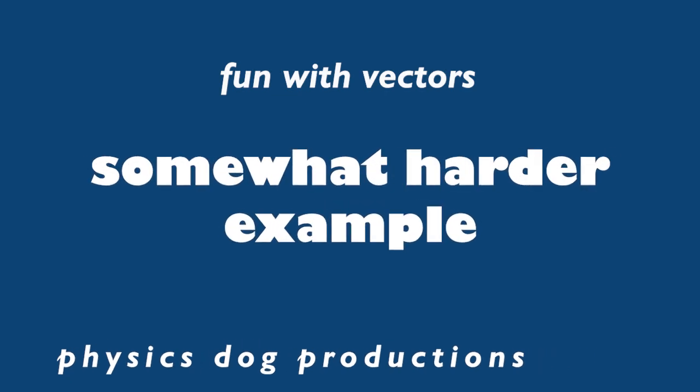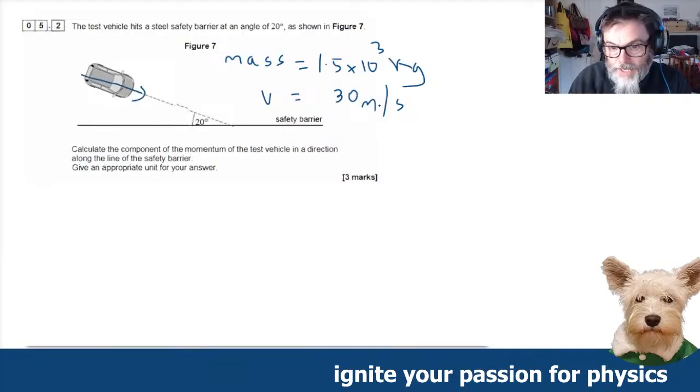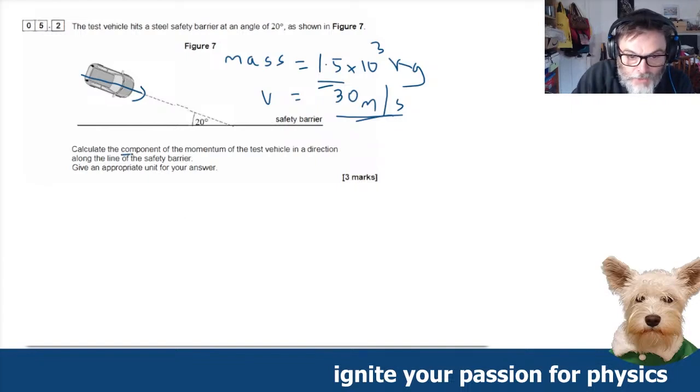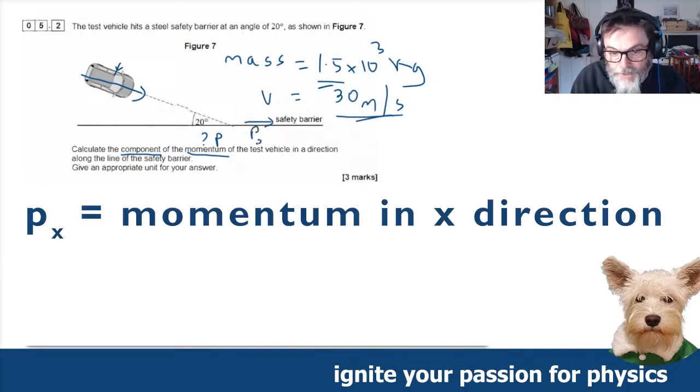And we have a car, there it is, that's driving in at 30 meters per second, has a mass here, and it's going to crash into this safety barrier. And it says calculate the component of momentum of the test vehicle along the safety barrier. Now the safety barrier is obviously this line here. Now momentum is given the symbol P. So we could say we're after P in the X direction. That's what we're trying to find.